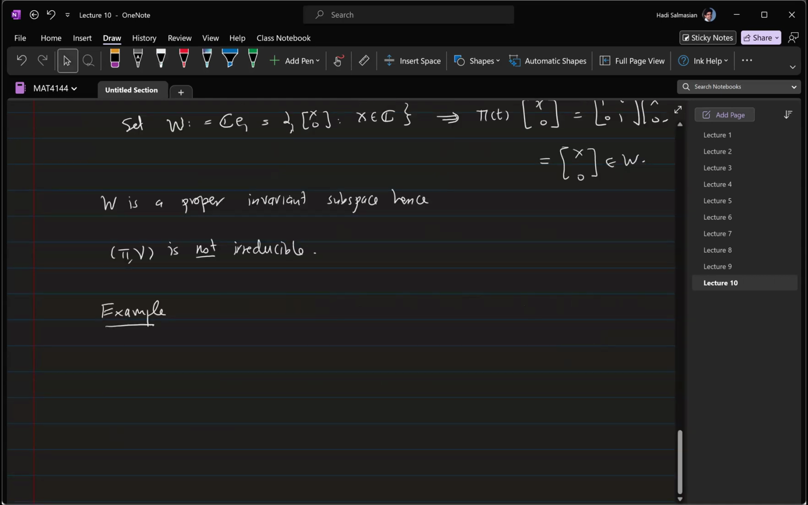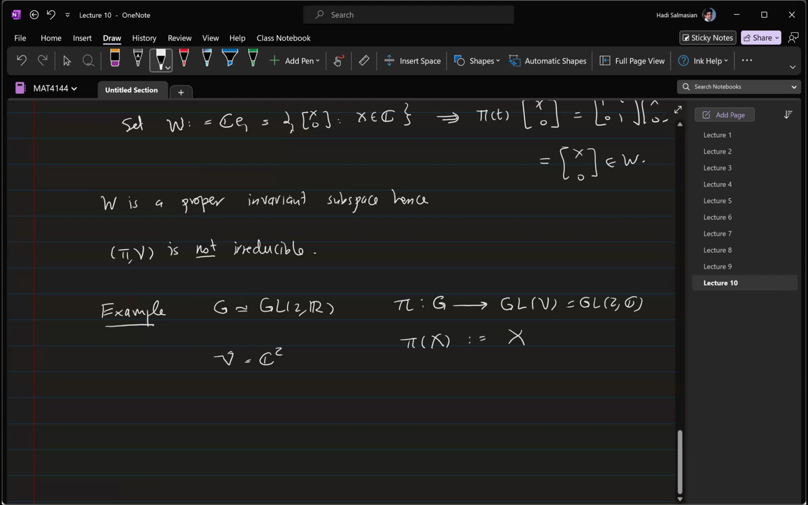Okay, so now here's another example. As you see, the Lie group doesn't have to be a complex Lie group, but the vector space can be complex, and we will only look at complex invariant subspaces. Now here's another example. Let's take G to be GL2R, 2 by 2 real matrices, invertible. And let's take V again to be C2, and this time again pi goes from G to GLV, which is GL2C. And so pi of X is just X as a linear transformation on C2.